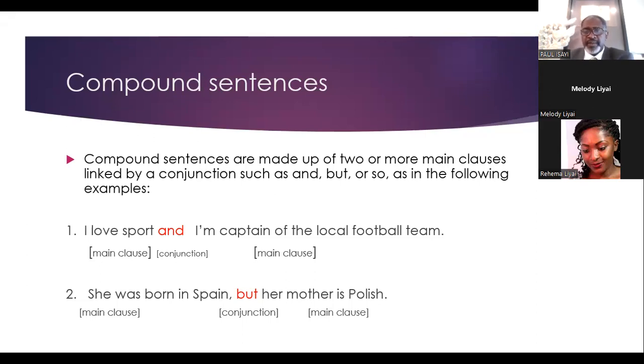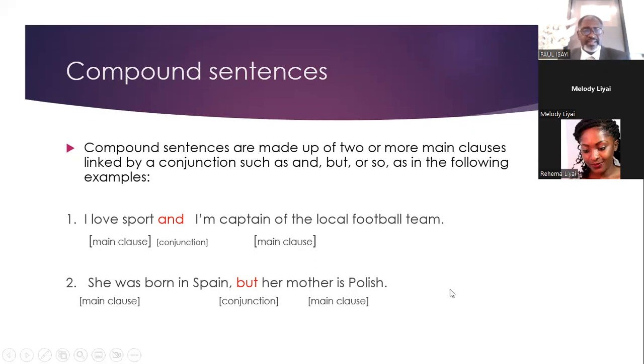Okay, so you can see that this sentence, I love sport, is a complete sentence. It is called a clause. I am captain of the local football team is also a clause. So they are called main clauses, but they are joined together by the word and, which is a conjunction. In the second sentence, the same is applicable.